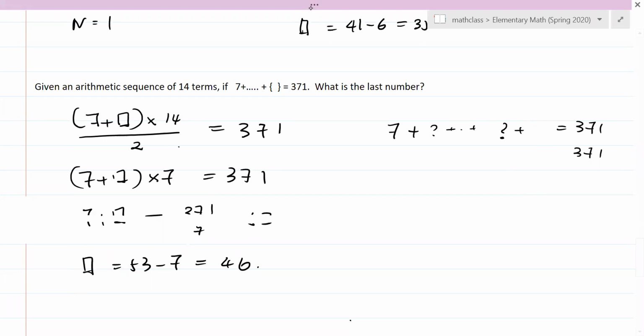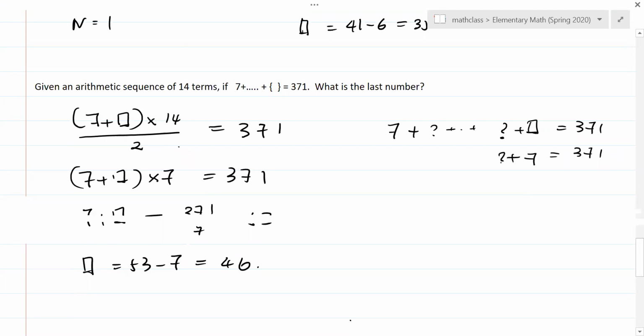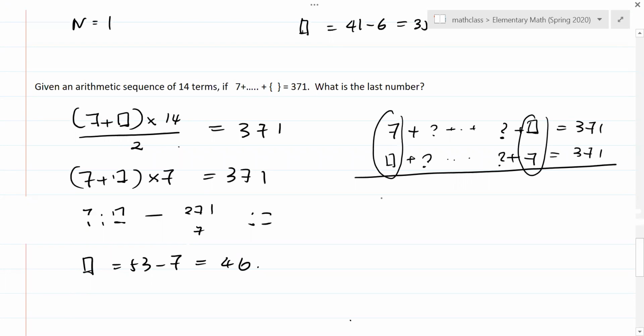Okay, so let's reverse the order. So it's 7 plus question mark plus this, right? Add them together. So you see that this is always the same, right? And add them together, this side will be 742. And each is 7 plus this unknown number, right? So every term is the same. But how many terms here? We already know 14. So 14 terms is going to be 742.